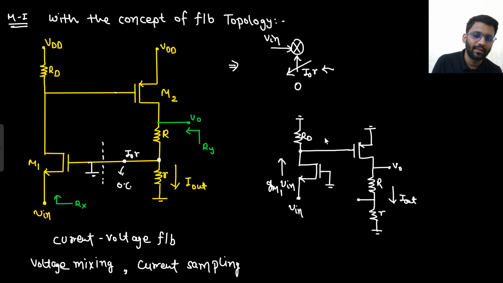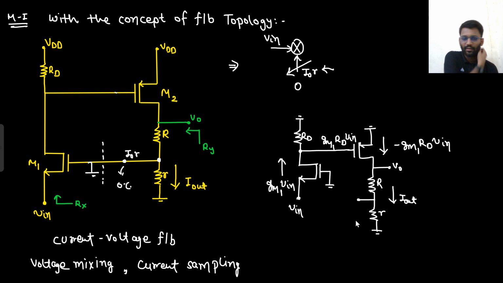So what will be the drop here? The drop will be in this direction, GM1 RD V in. So what will be the current downward? The current downward would be minus GM1 RD into V in. This is the current downward. Well and good. GM1 V in current upward. This voltage drop GM1 RD V in. And what will be the current downward? Current downward would be GM1 RD into GM2. I forgot to write GM2, into GM2 RD V in.